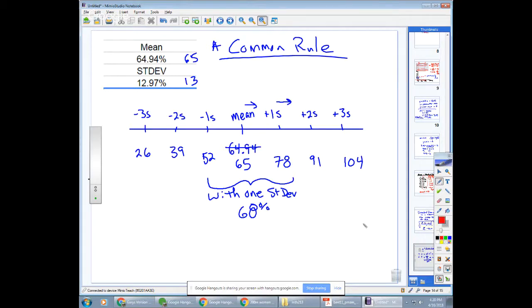Within 2 standard deviations of the mean, so 2 standard deviations below is 39, 2 standard deviations above is 91. So if somebody has a score between 39 and 91, that means they are within, I should have said within up here, within 2 standard deviations. They're supposed to be about 95% of the data.